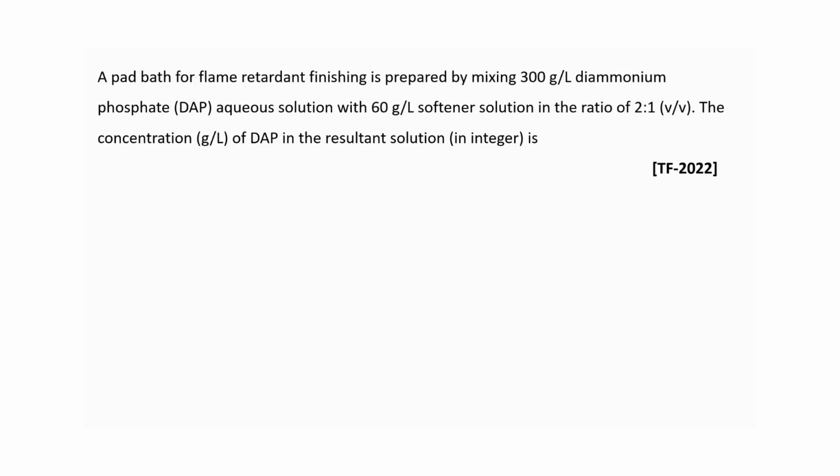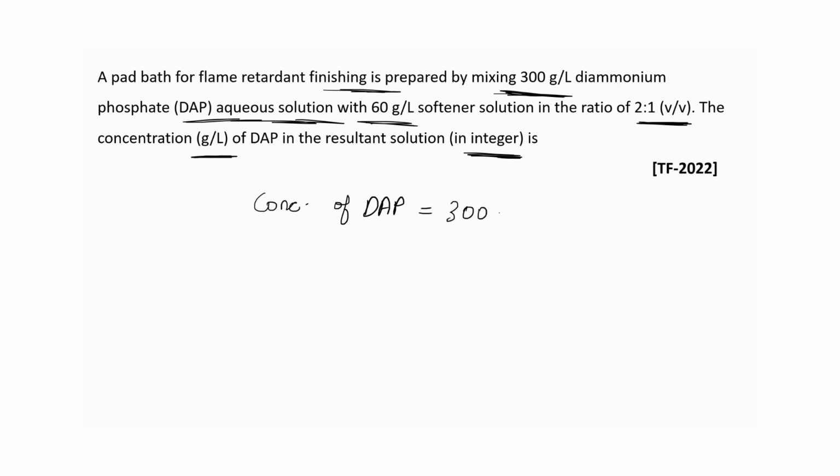A pad bath for flame retardant finishing is prepared by mixing 300 gram per liter diammonium phosphate aqueous solution with 60 gram per liter softener solution in the ratio of 2:1 volume by volume. The concentration in gram per liter of the DAP in the resultant solution, in integer, is. So it is given that the concentration of DAP is 300 gram per liter and the concentration of softener is 60 gram per liter.